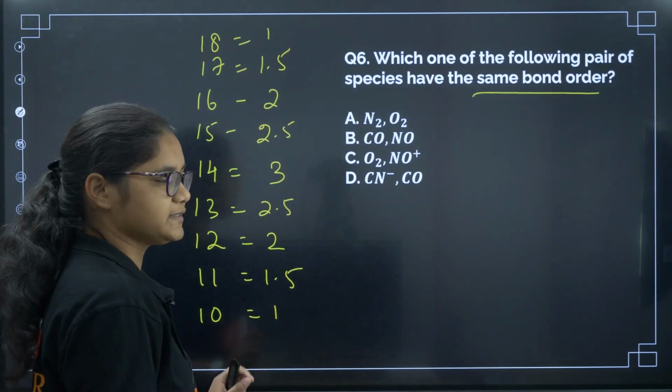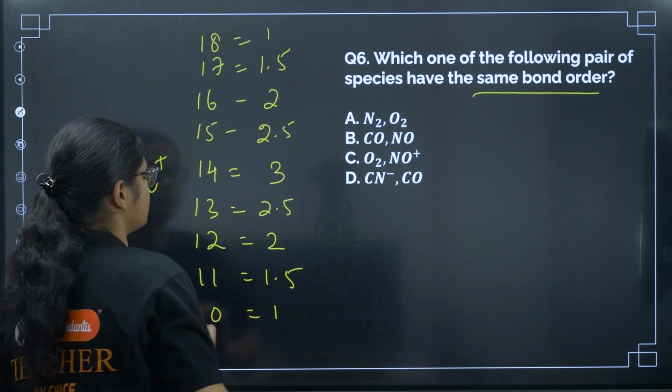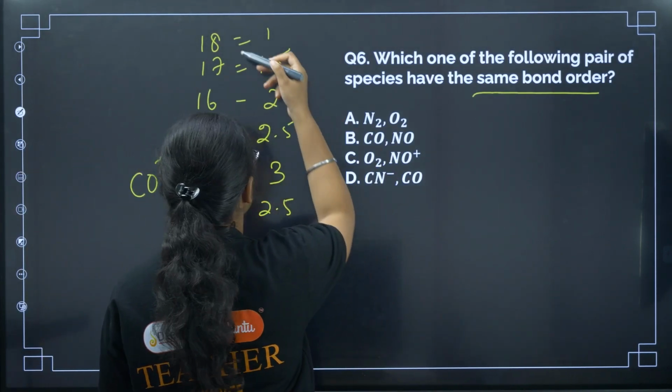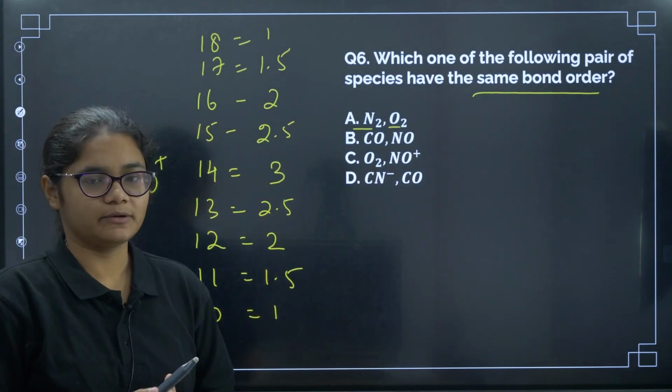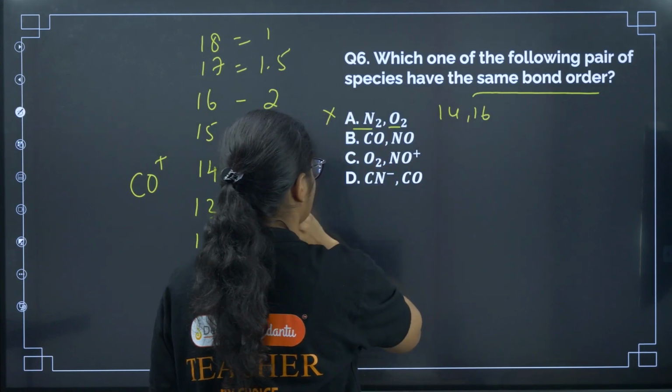Right? So there is an exception for this one, other than that, carbon monoxide. So except this, it applies to all. Now you can see here, just calculate the total number of electrons. Wherever the total number of electrons is the same, their bond order will be the same, right? So nitrogen is 14 and oxygen is 16, so this cannot be the same.